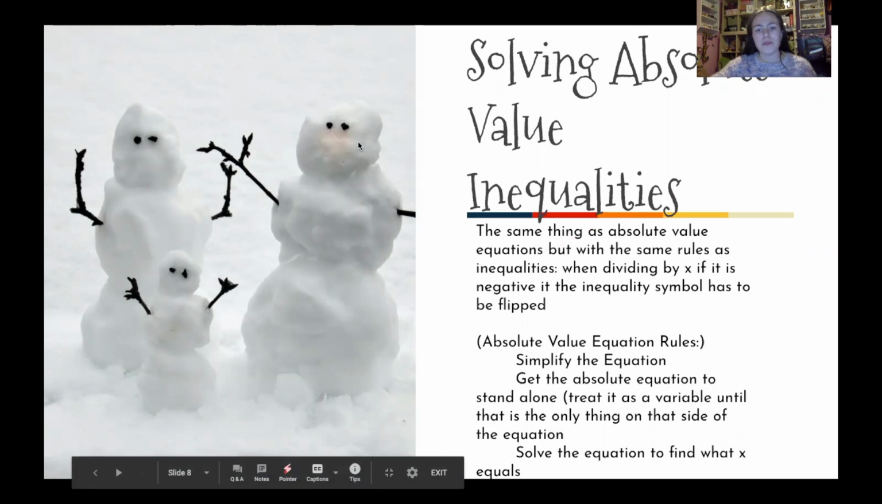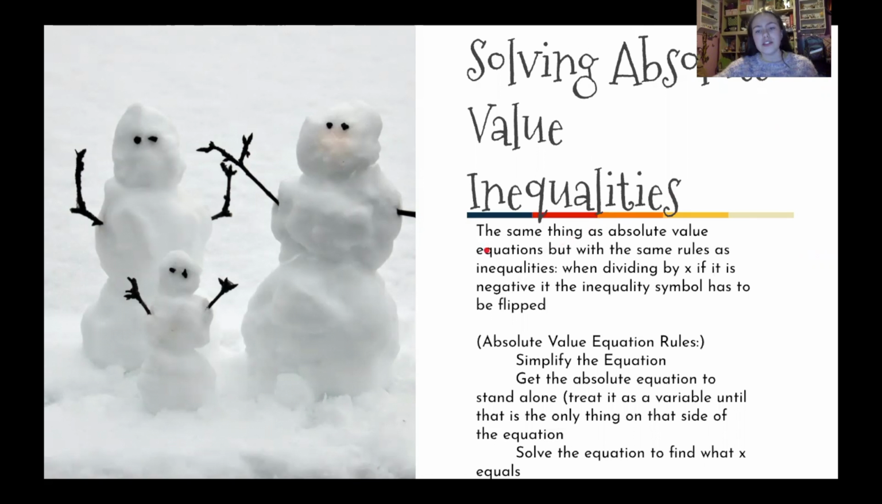Okay, so the last section is solving absolute value inequalities. Okay, that's long, but it's not that hard. So this is the same thing as the absolute value topic that I just covered, but with the same rules as inequalities. So when dividing by x, if it is negative, the inequality symbol has to be flipped. Okay, so your steps for absolute value rules that we just covered, but here they are written down.